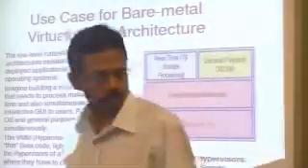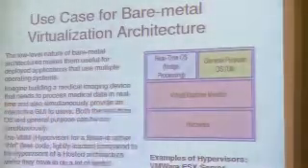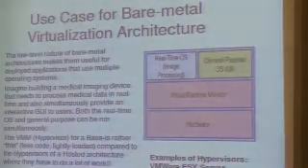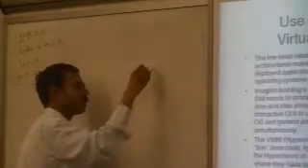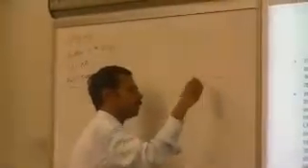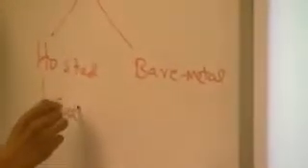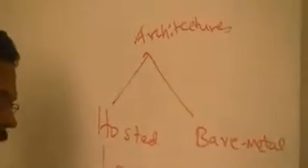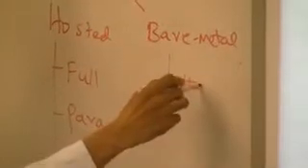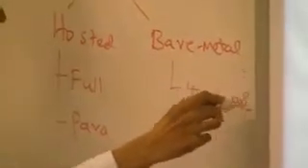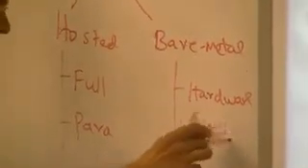Okay? So let me draw it here. So two architectures, hosted and bare metal, and this one can be implemented using full virtualization or parallel virtualization, and this one can be implemented with hardware assist. Okay? So you should not confuse between these things.